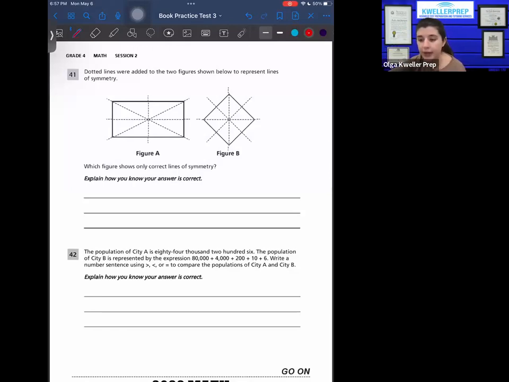Excellent. Yep, people are getting it in the chat. So the answer here is figure B. Good. So figure B, and then you guys have to say something that shows that you understand what symmetry means, right? Symmetry means that if I fold it, it's going to be perfectly aligned, right? They'll fit onto each other. So you have to give the answer of figure B shows correct lines of symmetry.